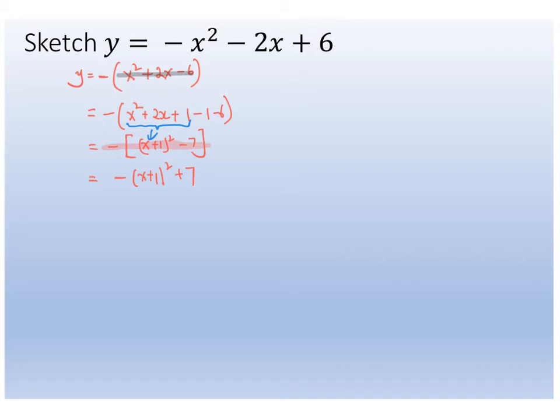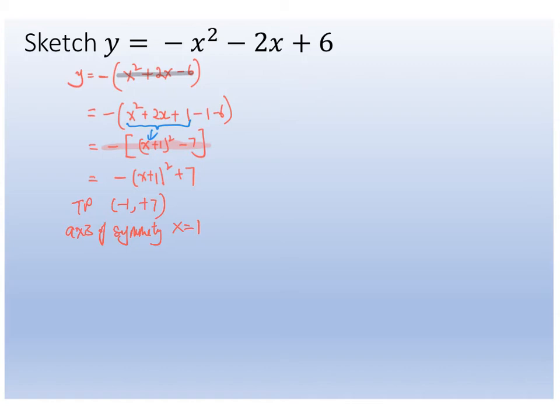So what I've done here is rearrange the general form into turning point form. So you know that the turning point is actually minus 1, 7. And you also know that the axis of symmetry is x equals 1.